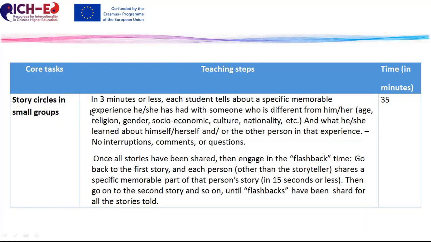In the third step, in 3 minutes or less, each student tells about a specific memorable experience he or she has had with someone who is different from him or her in terms of age, religion, gender, socio-economic background, cultural background, nationality, etc., and what he or she learned about him or herself and other people in that experience. Still, no interruptions, comments, or questions in this process.